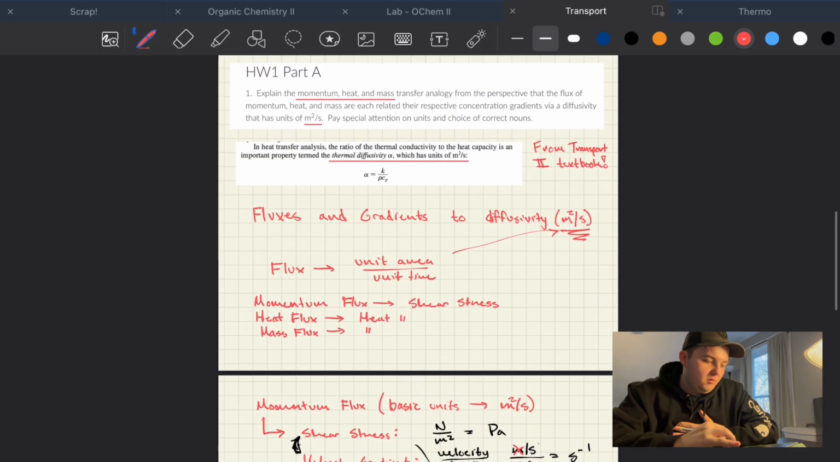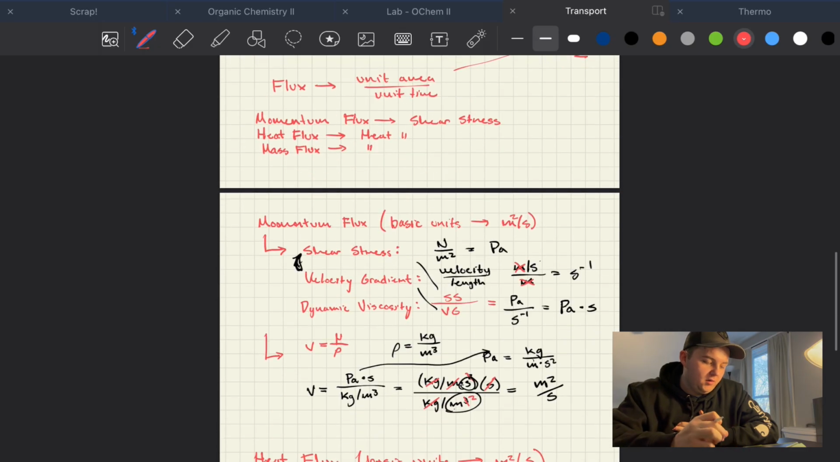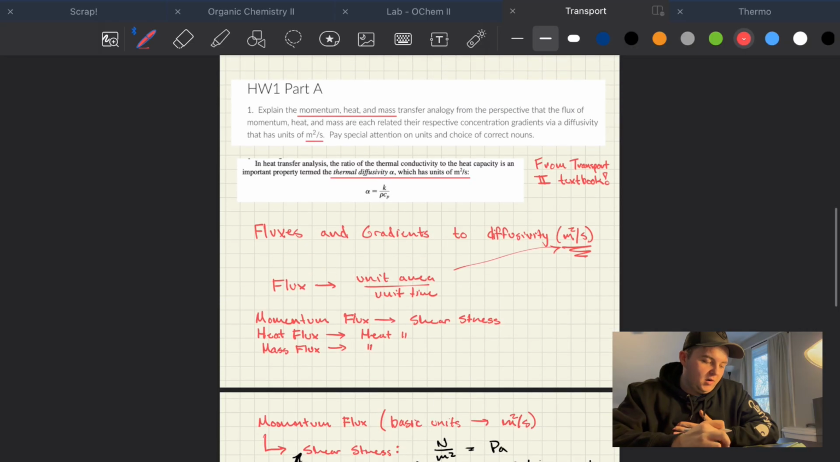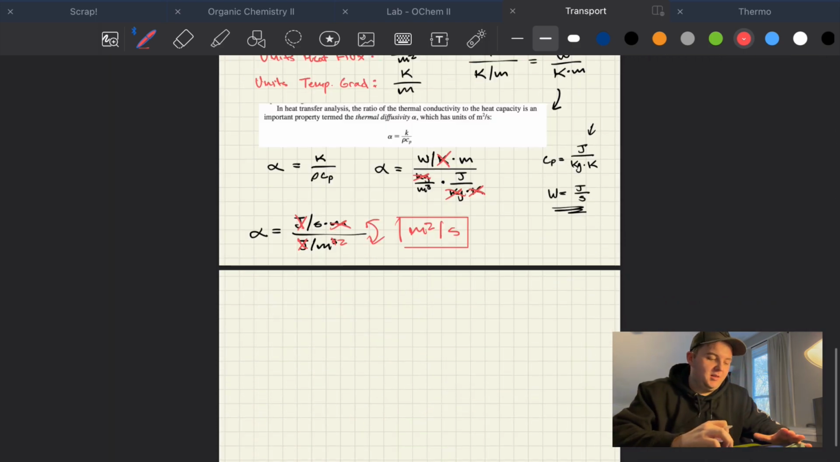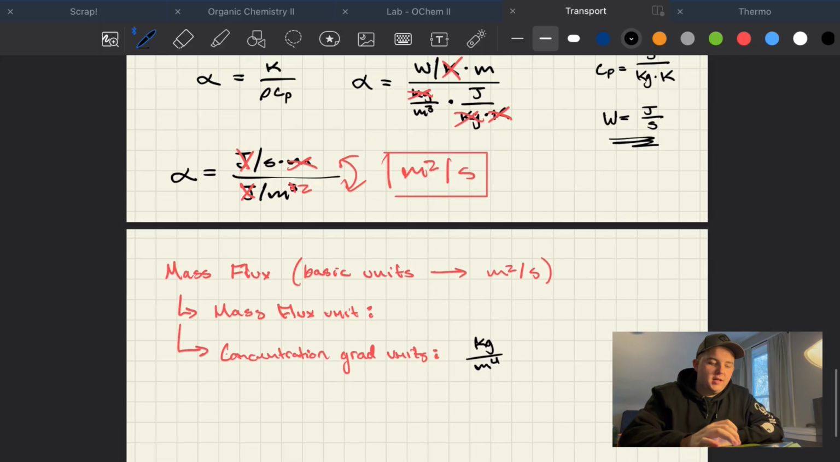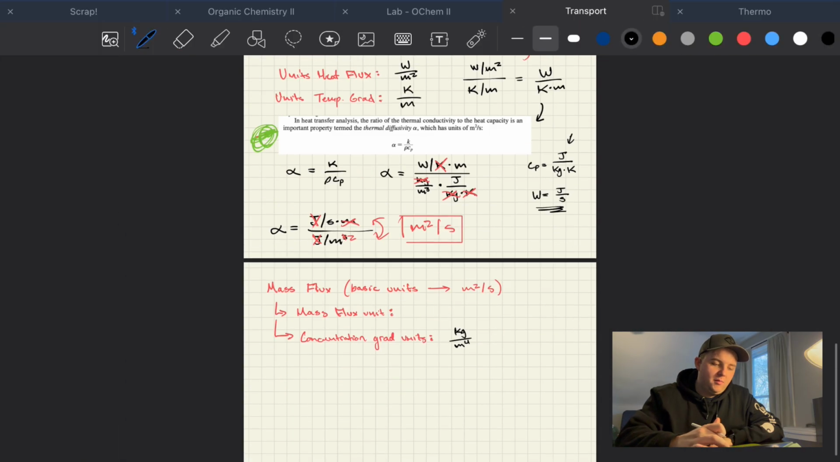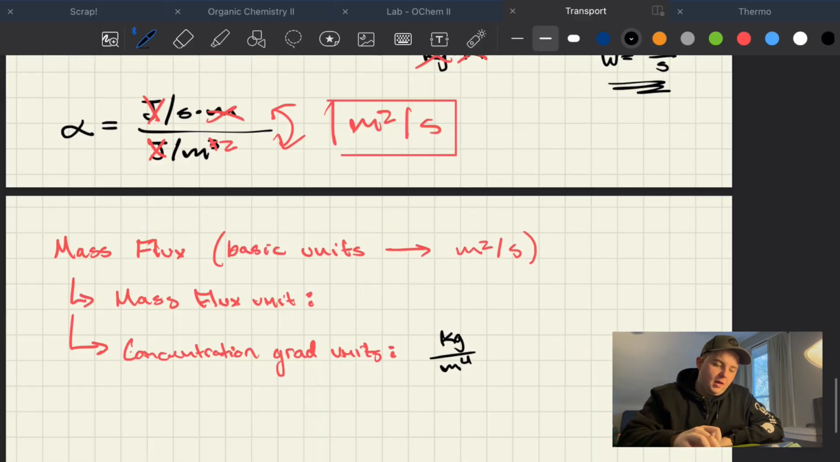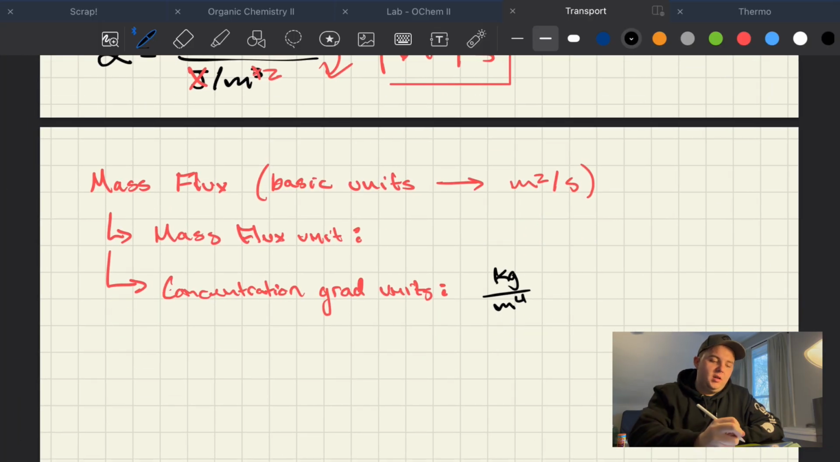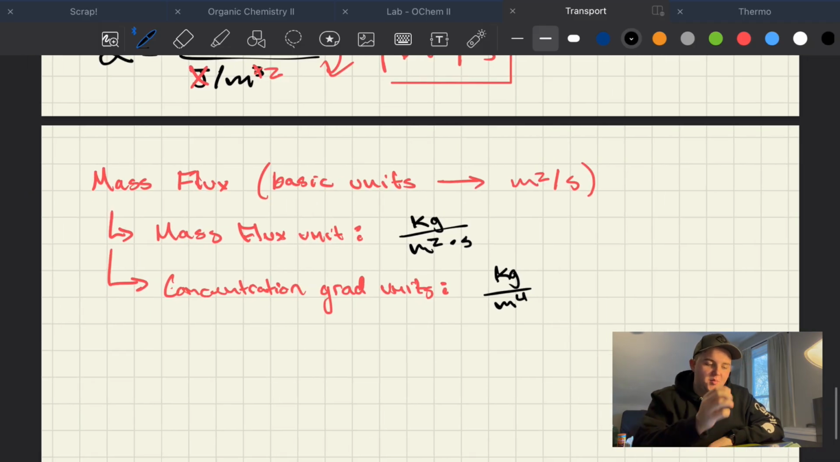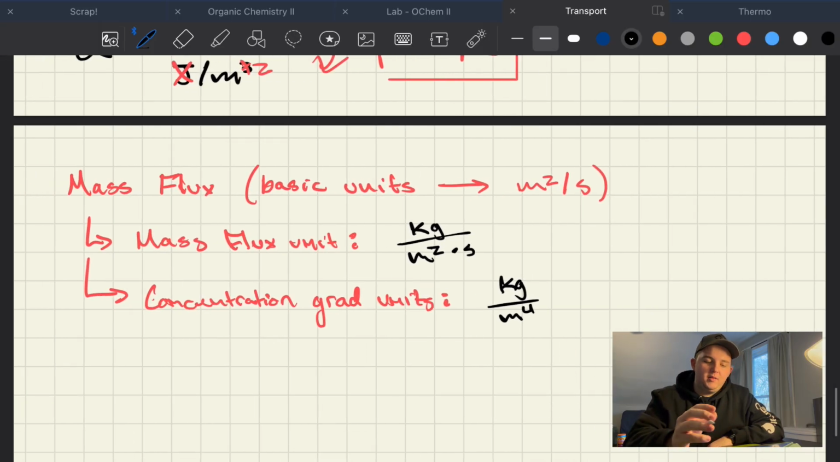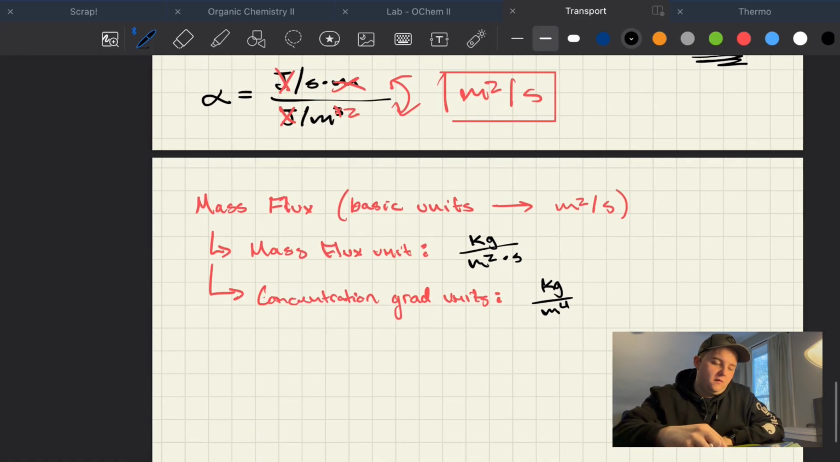And we have here momentum flux related to momentum diffusivity. So our last one here will be to do the same thing with mass, which hopefully should be the easiest one. Okay, I just set up our outline for the mass flux. And what we're going to do here is find our mass flux unit, which is given as kilogram per meter squared per second. And then this concentration gradient unit I wasn't too familiar with, so I looked it up and it was kilogram per meters to the fourth.